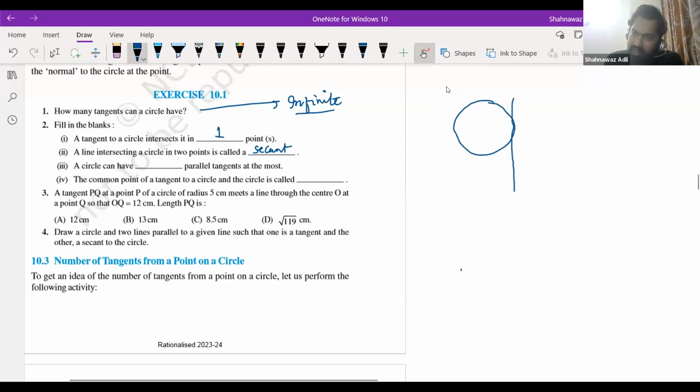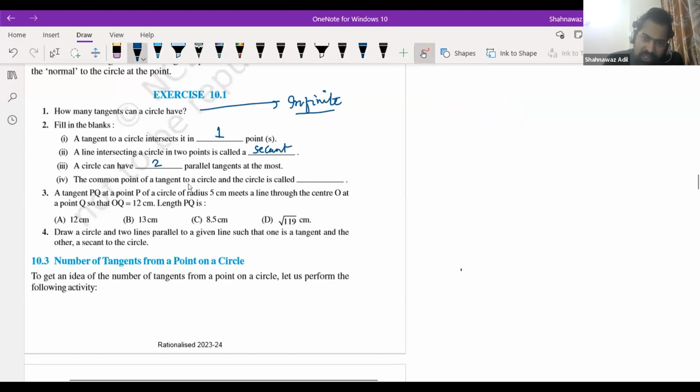So these are the two parallel tangents. And now can you draw any other tangent which would be parallel to these two? Any other? No. Right. So only two parallel tangents, because the others would not be parallel. Only two would be parallel. Okay, so this is done.